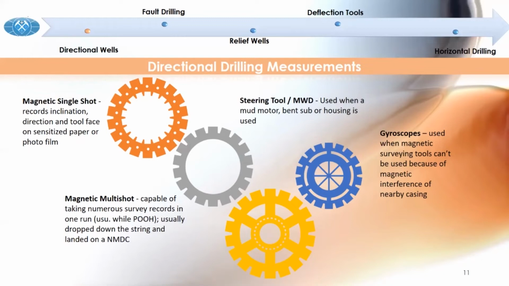Now, I would like to tell you about directional drilling measurements, such as the magnetic single-shot survey and magnetic multi-shot. They record inclination, direction, and tool face on sensitized paper or photo film. A rotary steering tool is an instrument used to incline the drilling collar, and gyroscopes are used when magnetic surveying tools cannot be used because of magnetic interference of nearby casing.